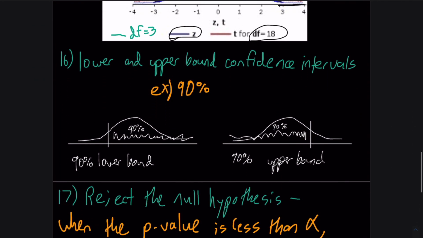So 16 is lower and upper bound confidence intervals. If you remember, we've done two-sided confidence intervals, but we haven't done a lower or an upper bound confidence interval. This left one here is our 90% lower bound confidence interval, so that basically just means you draw your boundary at the bottom, and then 90% of the data is above that. And for the right one, it was 90% upper bound, and you draw your boundary on the right side of the mean, and then 90% of the data is to the left or below that.